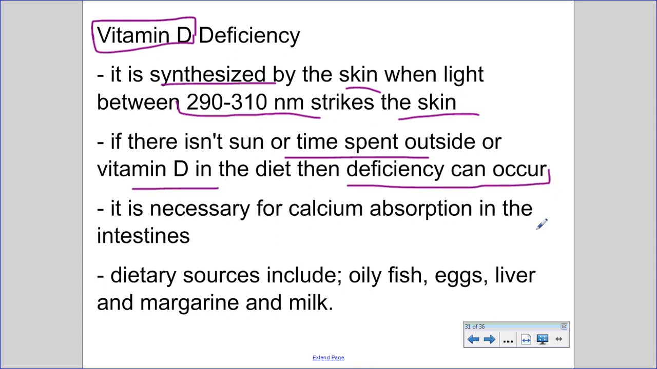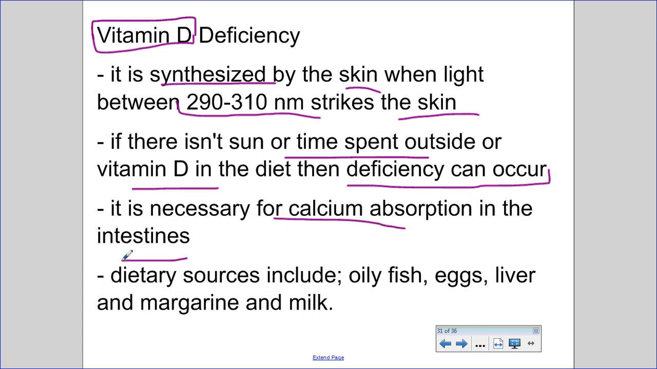Especially in northern climates where days are short and sunlight is limited, low levels of vitamin D can happen in an individual. Vitamin D is important for calcium absorption in the intestines. Dietary sources these days include oily fish, eggs, liver, margarine, and milk. Milk gets fortified with vitamin D, which helps ensure that we don't experience any vitamin D deficiencies.